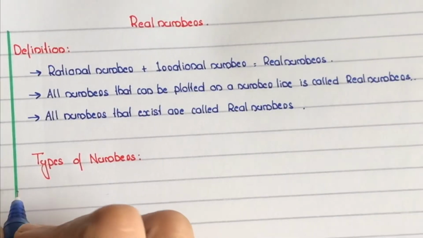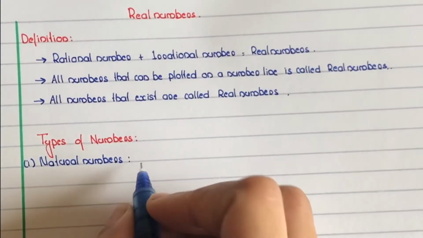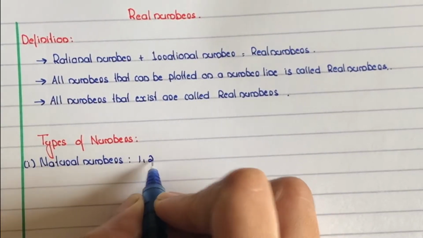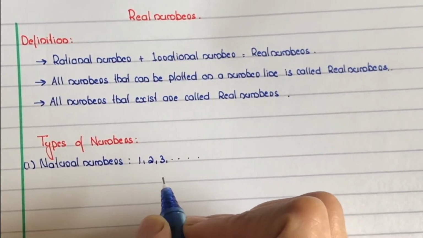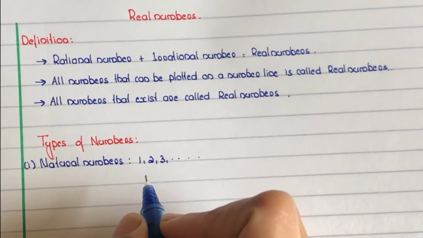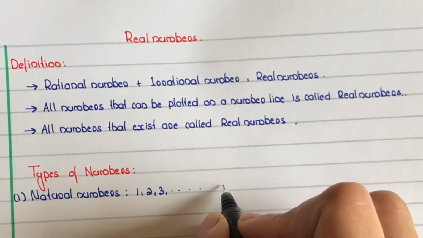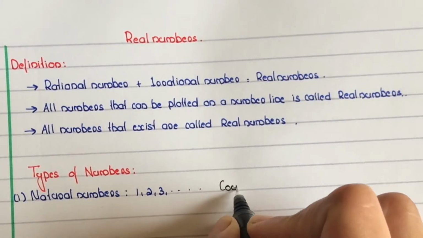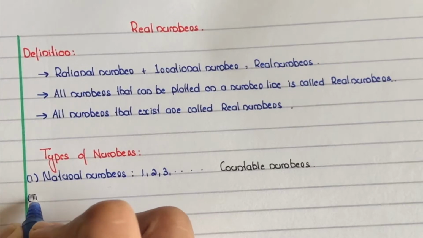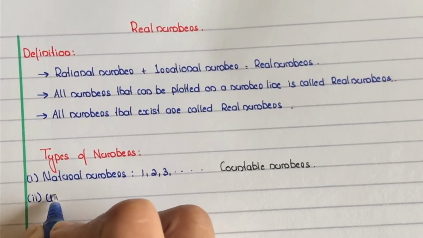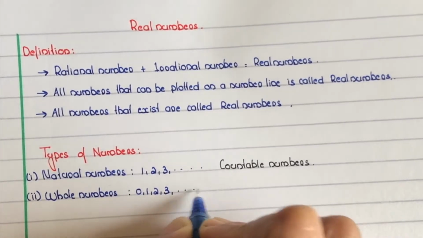First one, natural numbers. What are natural numbers? 1, 2, 3, etc. These countable numbers are known as natural numbers. So natural numbers are also known as countable numbers. Next, whole numbers. The second type of number is whole numbers. Whole numbers are 0, 1, 2, 3, etc.